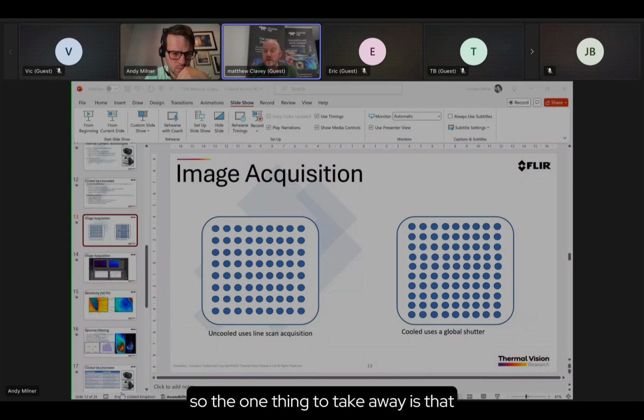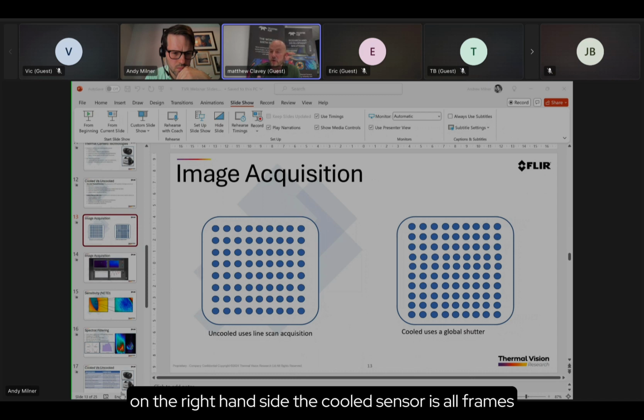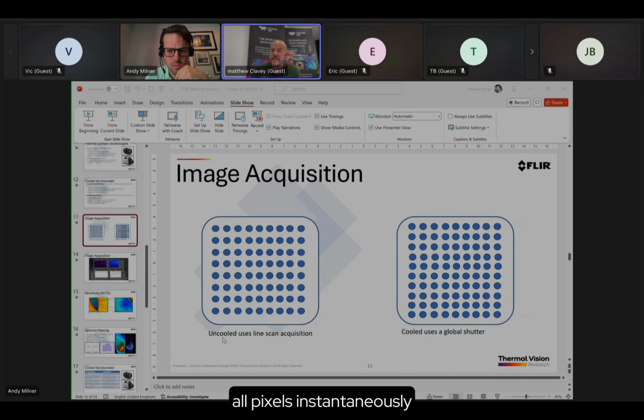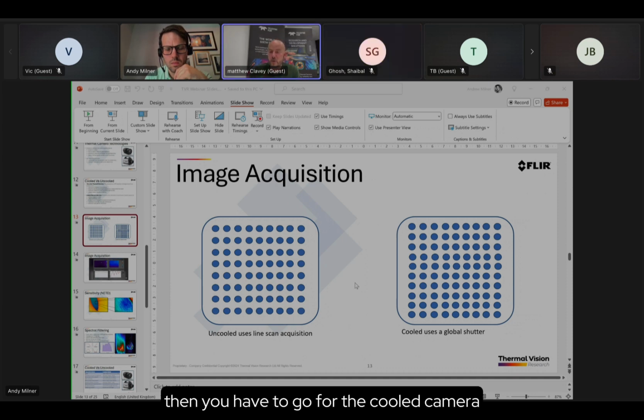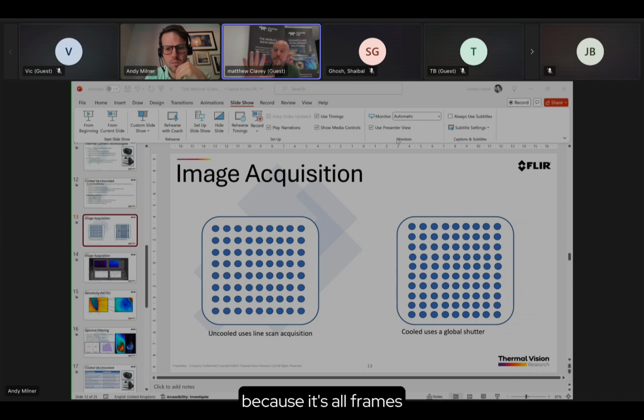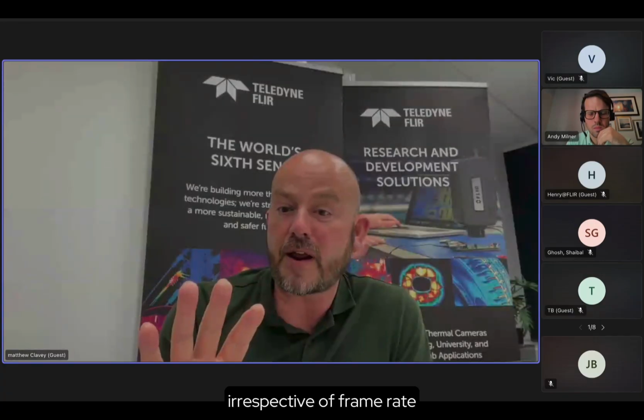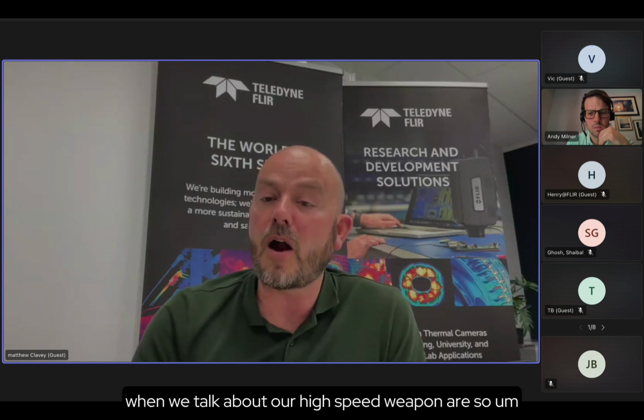So the one thing to take away is that on the right-hand side, the cooled sensor is all frames, all pixels instantaneously. And this is temperature dependent, and we will get into this when we talk about the webinar about high-speed recording. But if you need something that is blur-free and instantaneous, then you have to go for the cooled camera, because it's all frames, it's all pixels instantaneously, irrespective of frame rate. All right, so we can get into that when we talk about our high-speed webinar.